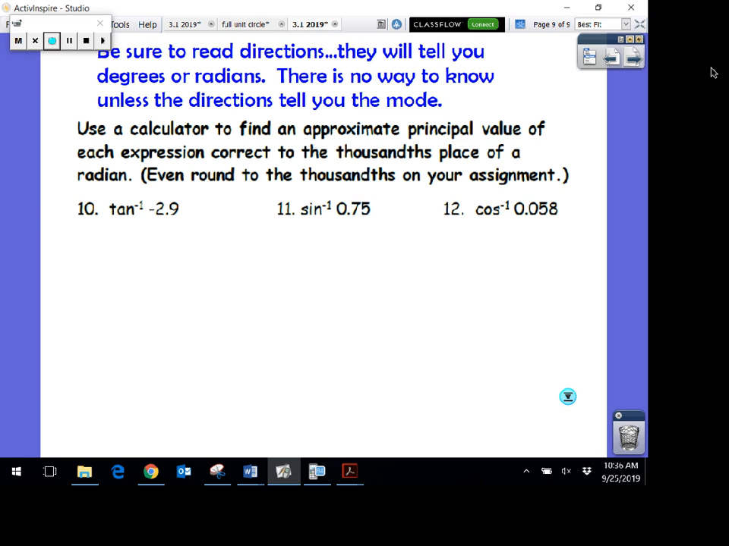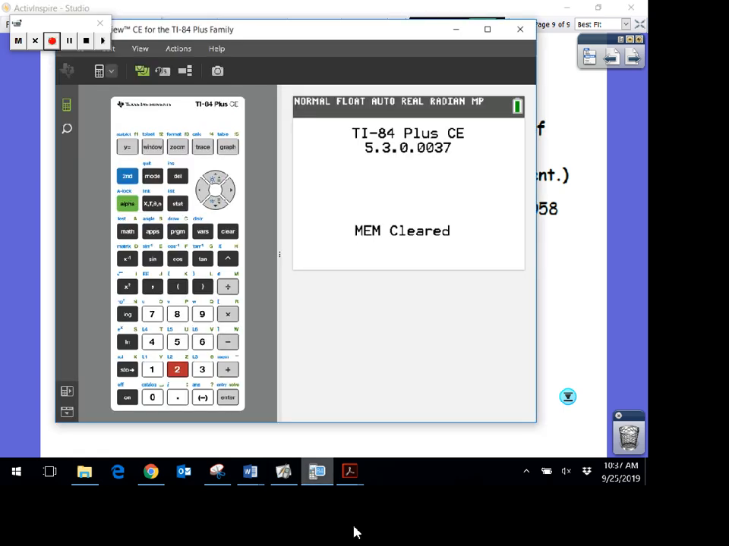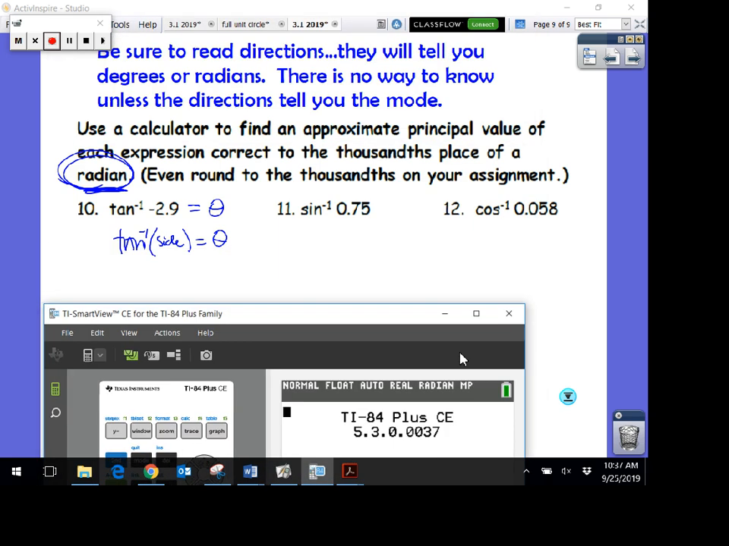So then it says answer in radians. So we just have to make sure our calculator's in radians. You have to be told because this equals some angle. This is the inverse tangent of some side equals some angle. It told us to answer in radians. So what that means is our calculator just needs to be in radian mode. Test or quiz, we clear it. So it's automatically in radian mode.